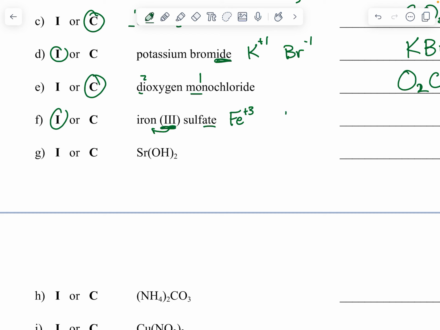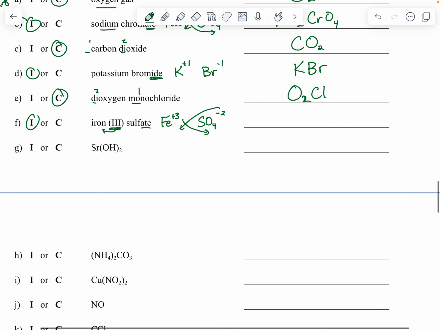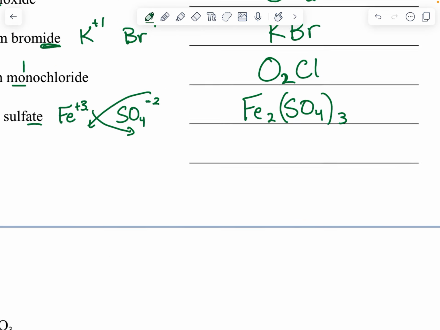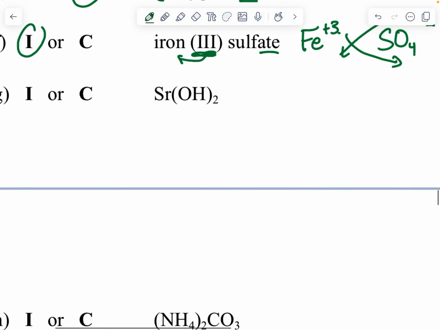Sulfate is not sulfur by itself. The ATE tells me that it is a polyatomic, and it's actually SO4 with a negative 2 charge. And we do our crisscross method to make things a little bit easier for ourselves. And we have Fe2 and SO4, but because I need more than one, right, we need 3 of them, I need to put it in parentheses to show that that identity does not change, and I need 3 of them. So whenever we need more than one polyatomic, we have to have those parentheses around it. And you can kind of see that happen over here.